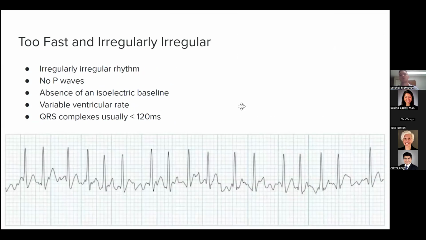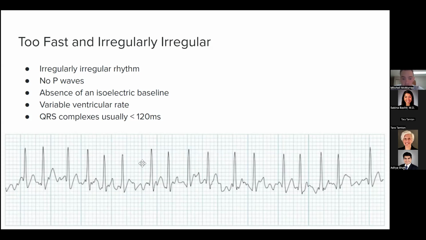Another thing that you'll probably see at some point on your internal medicine rotations or in EPS is the too fast and irregularly irregular. So this is obviously atrial fibrillation. This is an irregular rhythm. What we mean by that is we look at the R waves here, and the distances between the R waves are all different. You can see these two are pretty close together, and these are much wider.